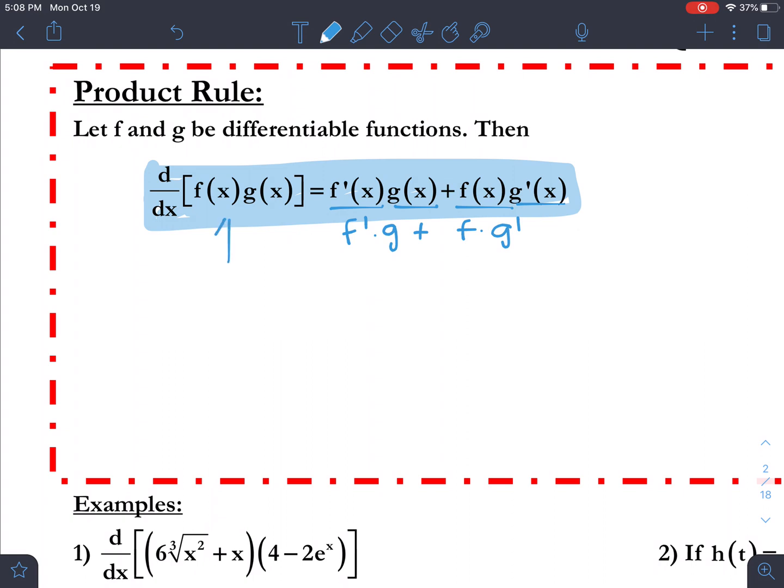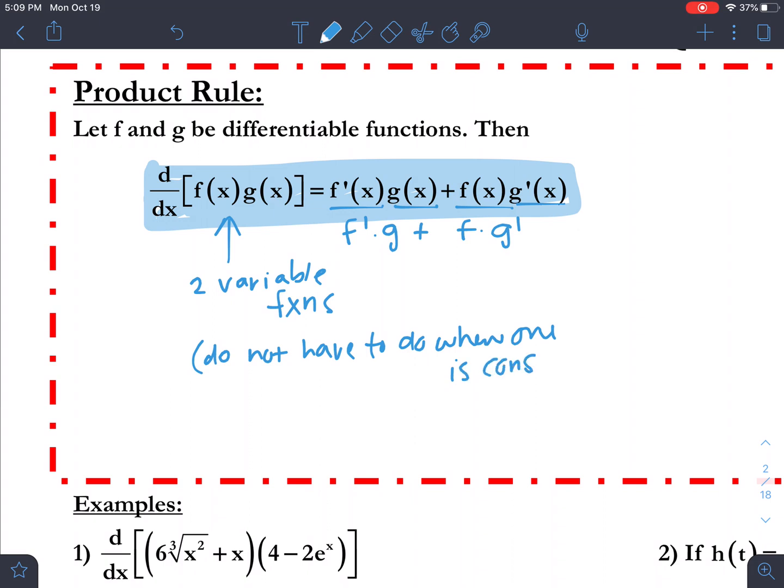Now, again, like I said, this would be two variable functions. So we're not talking about something when one is a constant. We do not have to do this when one is a constant. You guys can either write that or you could just look at this example here.